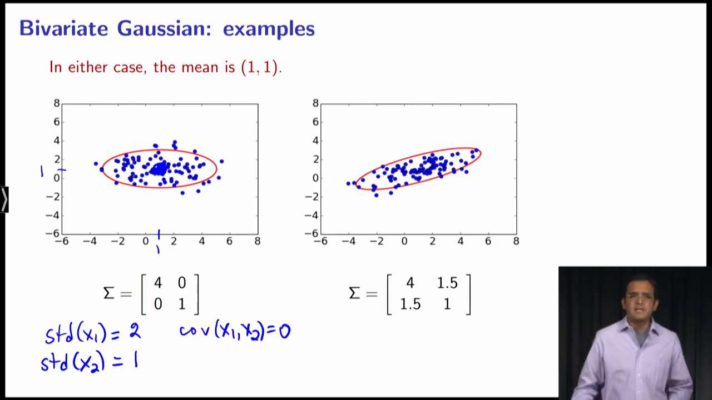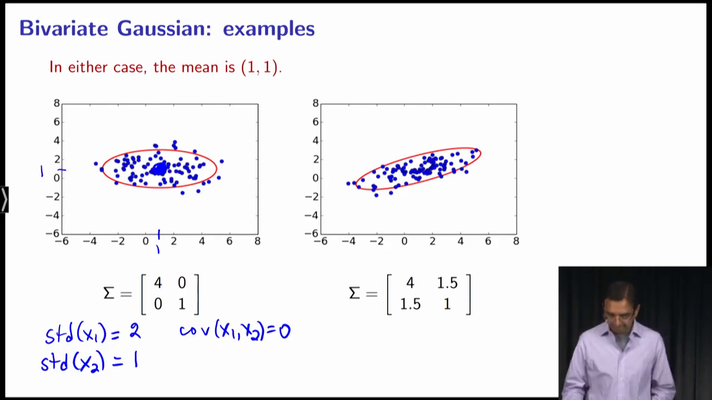So what do these tell us? First of all, the standard deviation of x1 is twice that of x2. So the data is twice as spread in the x1 direction as it is in the x2 direction, and we can see that directly from the plot. The other thing is that the covariance is 0. So x1 and x2 are uncorrelated. And again, we can see that because the data is not tilting either upwards or downwards. It is axis aligned.